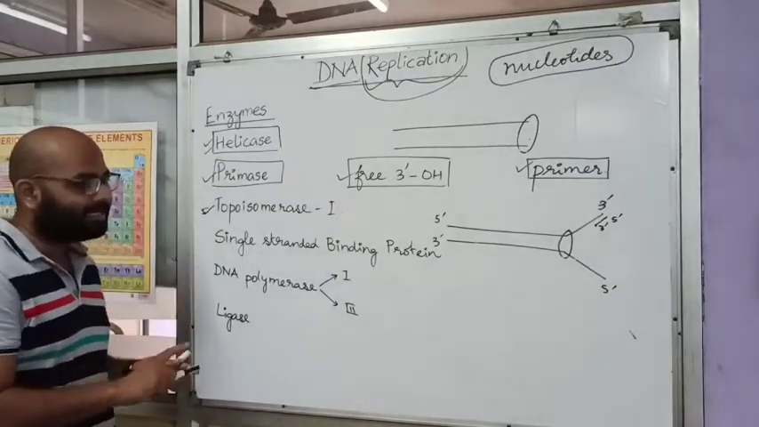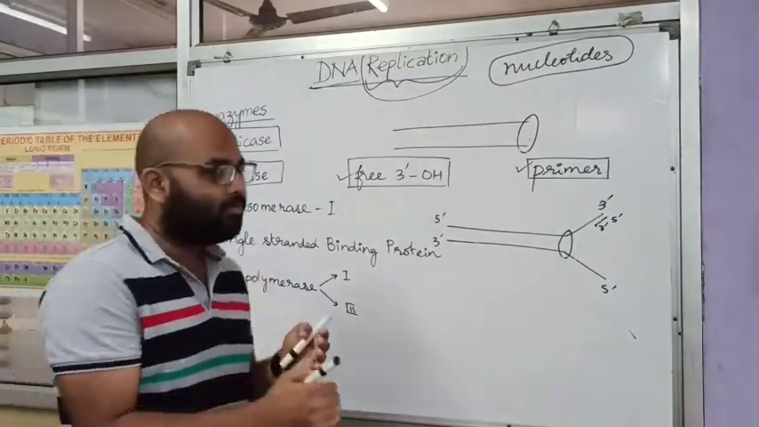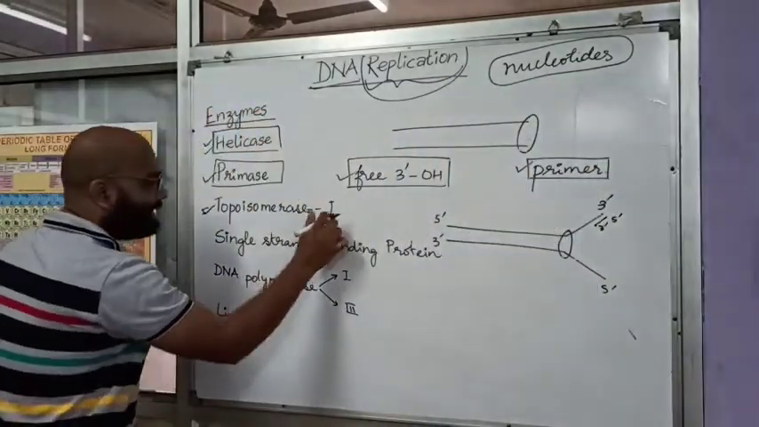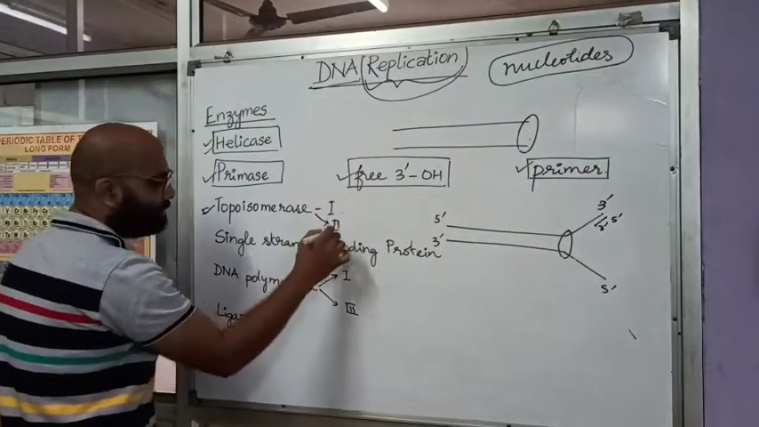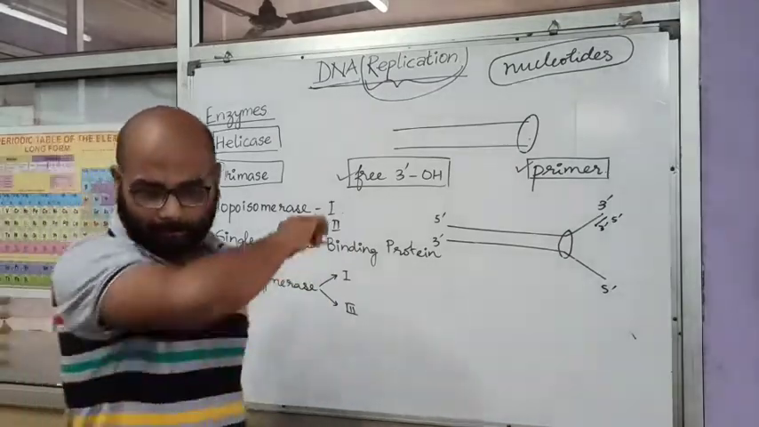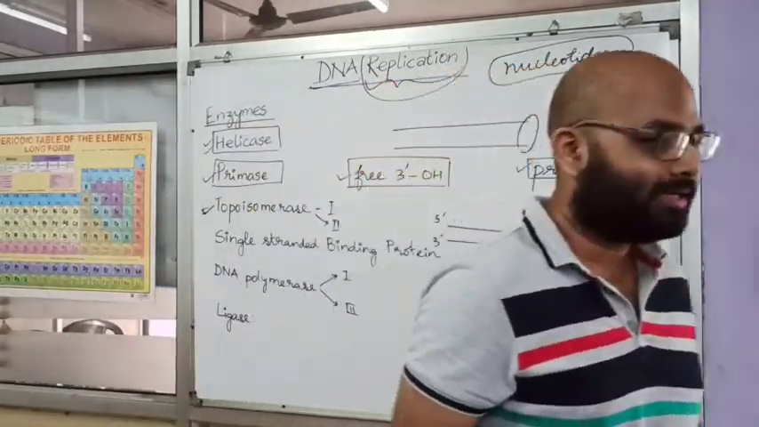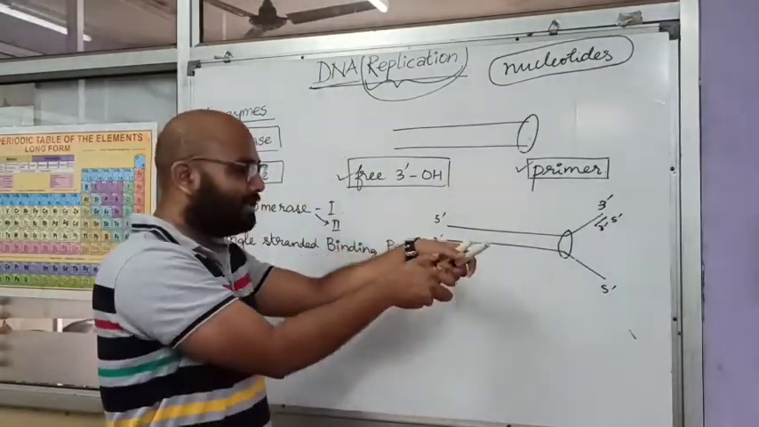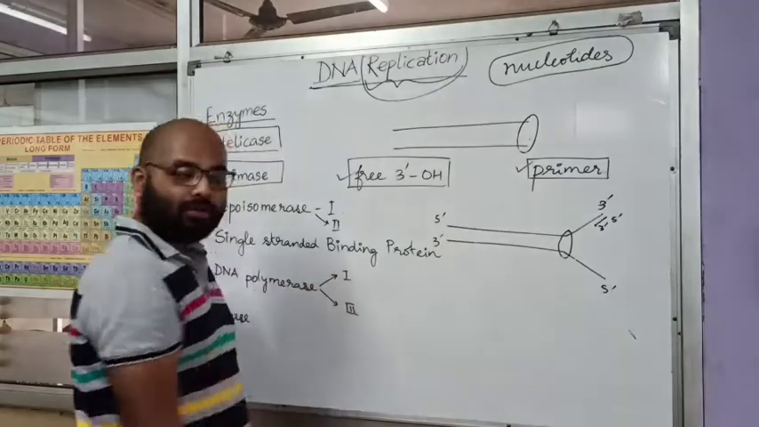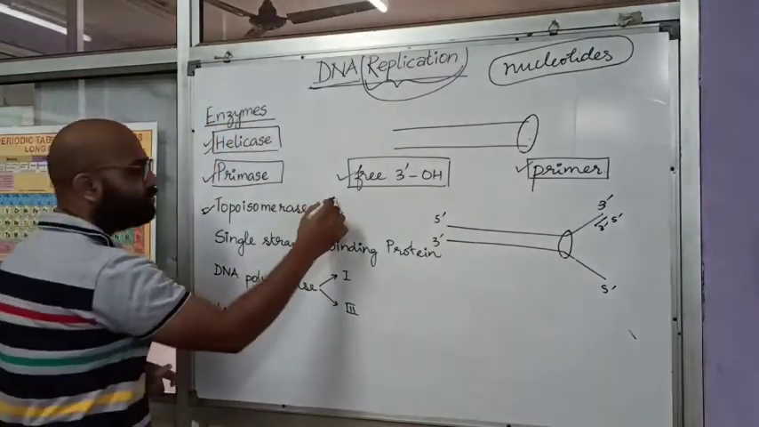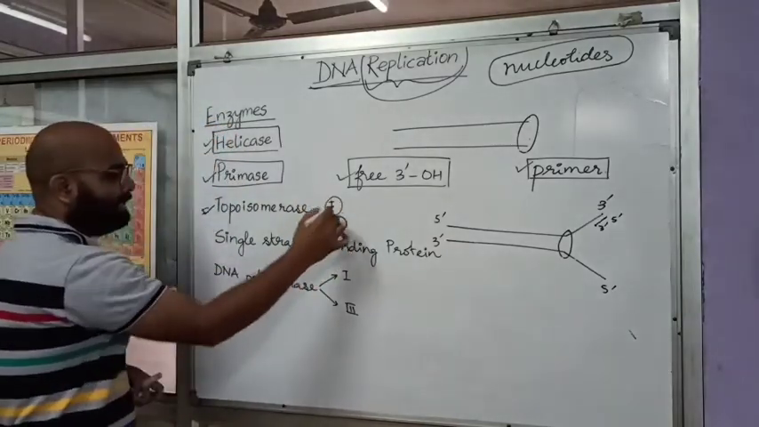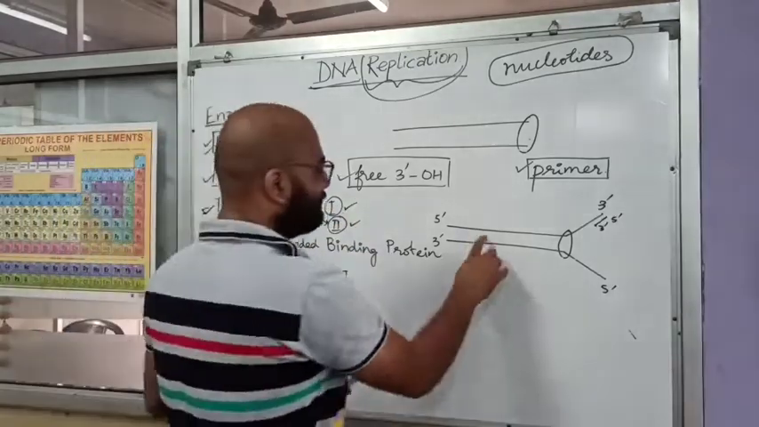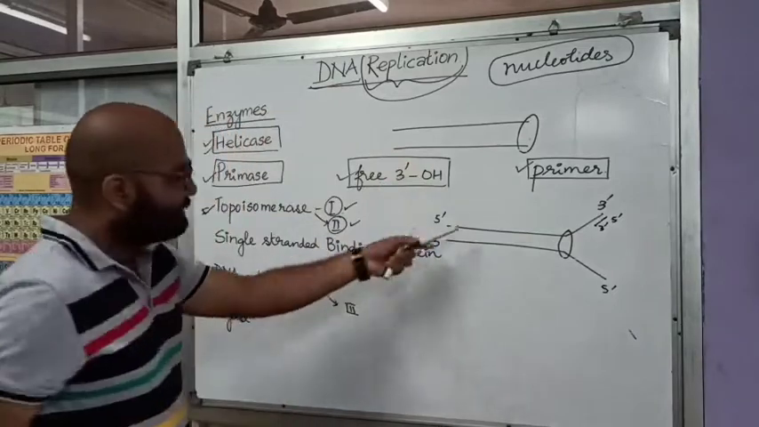By doing one at a time, it can remove the coiling one at a time. At the same time, there is another enzyme, that is topoisomerase 2. This is a simpler one. What it does, this enzyme cuts both the strands, makes the tension release, and again joins. That means the difference between topoisomerase 1 and 2 is that topoisomerase 1 cuts one strand at a time, and this cuts both the two strands at a time and joins simultaneously.